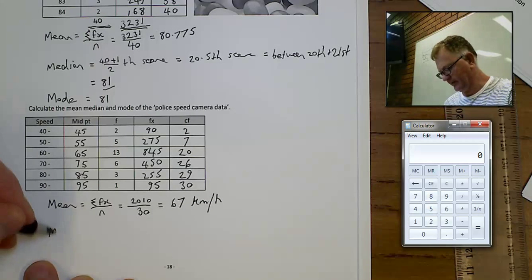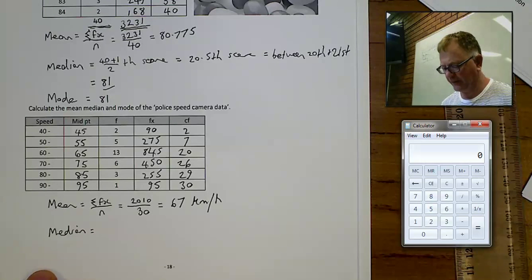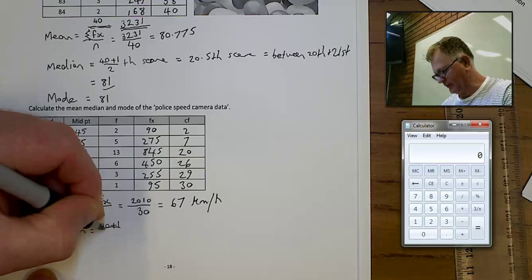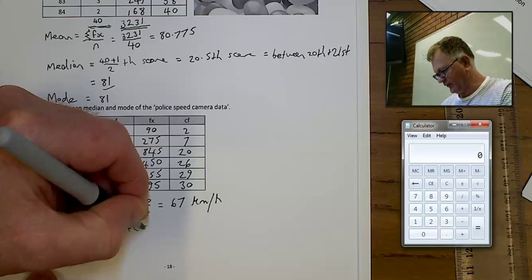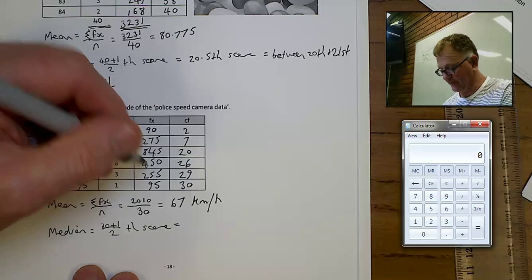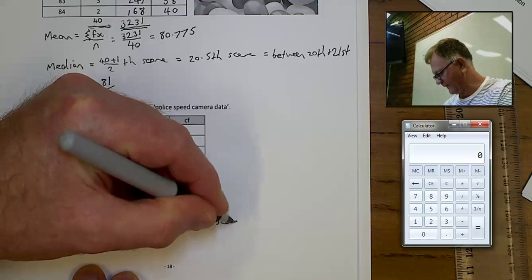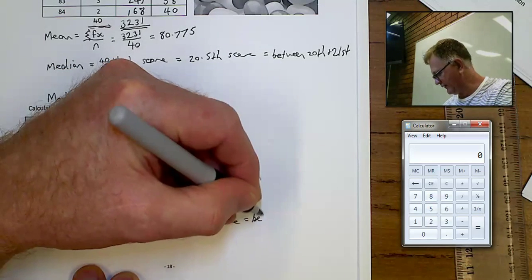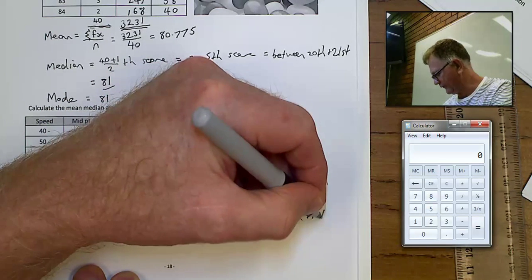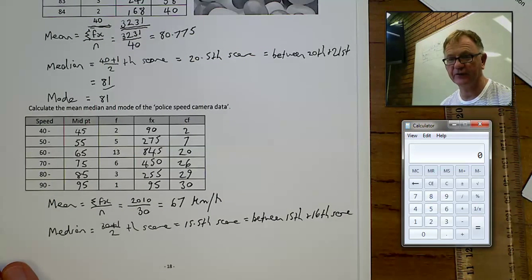To work out the median, we can use the formula. The median is the (n plus 1) over 2th score. In this case there were 30 cars, so it'll be 30 plus 1 over 2th score, which, if they are arranged in order of size, works out to be the 15.5th score, or between the 15th and 16th score. So we're interested in finding out what the 15th and 16th scores are.